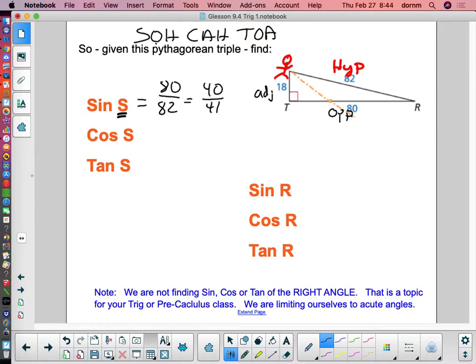How about the cosine of S? Cosine is adjacent over hypotenuse. So how long is the adjacent side for angle S? How long is the hypotenuse? If I reduce that, that becomes 9 over 41. And the tangent is the opposite over adjacent. How long is the opposite? Over, so 40 over 9. That's all it takes to find the sine, cosine, and tangent of that. Congratulations, you're doing some trig.